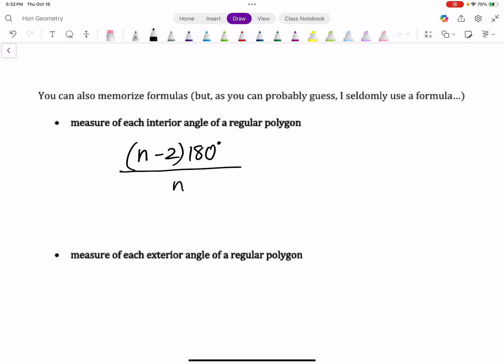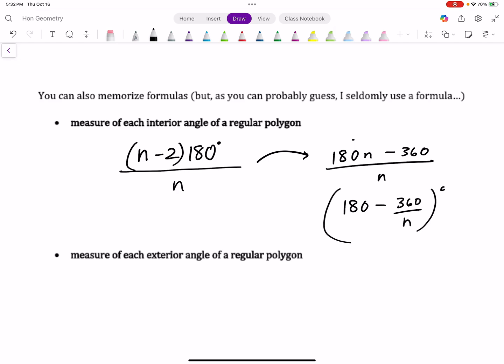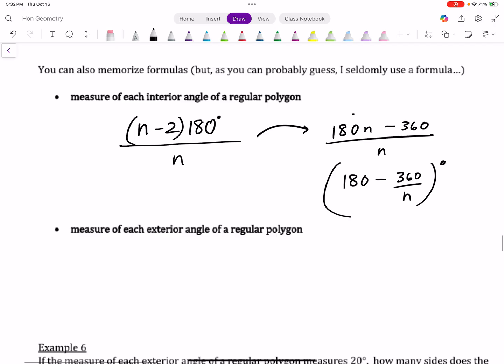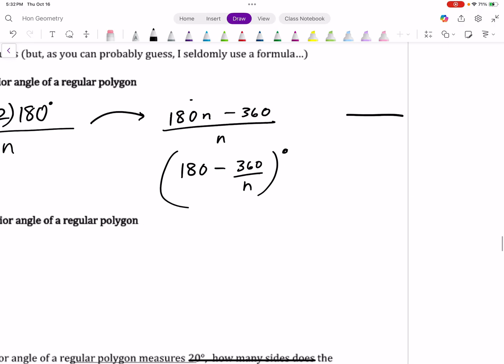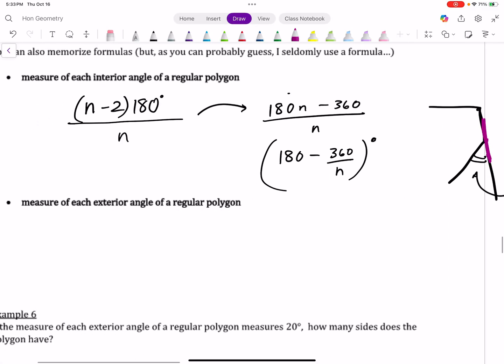Another way people write this formula is they'll distribute the 180. And then for this part, 180n over n, that's 180. And then minus 360 over n. You'll see people do that too. And that's actually what we're doing if you like a formula. We're figuring out how big this angle is. Well, that's 360 divided by however many sides there are. And then we're subtracting that from 180 for that linear pair. So you can look at it a couple of different ways.